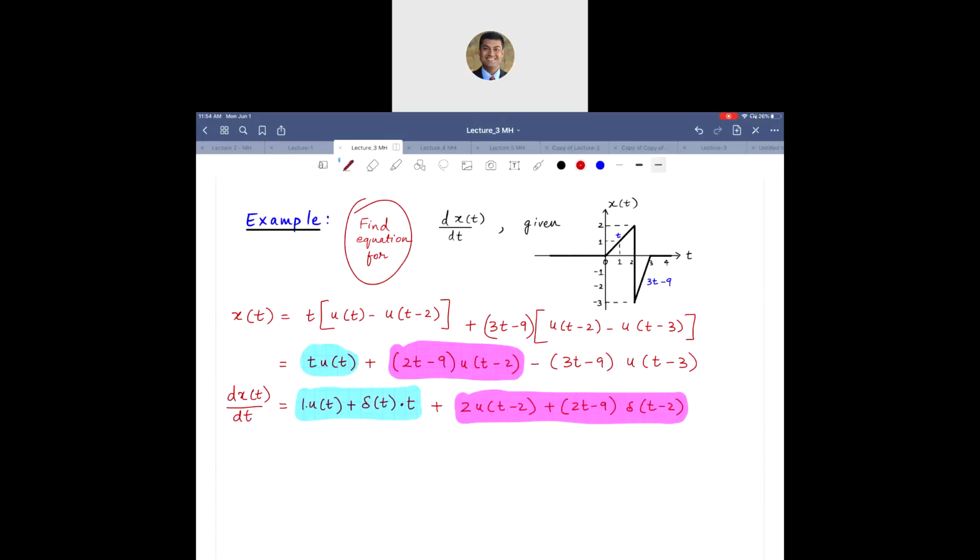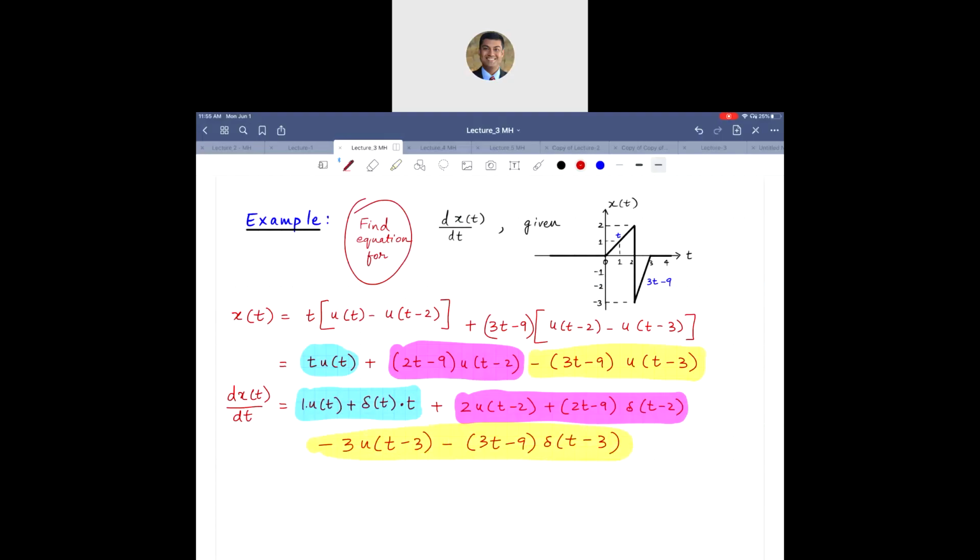Next, I have, let's see here, the third term, maybe I highlight in yellow, is going to be what? Negative. I want to differentiate 3t minus 9, so I get 3 u of t minus 3. Then I have negative 3t minus 9 delta of t minus 3. All right, so I hope you guys are doing okay so far. I'm going to highlight all of that in yellow for the corresponding term there.